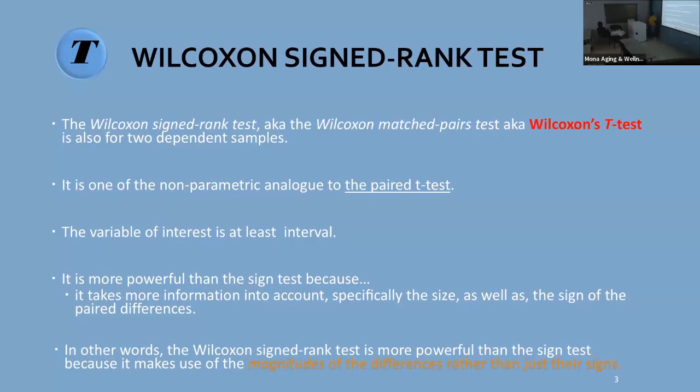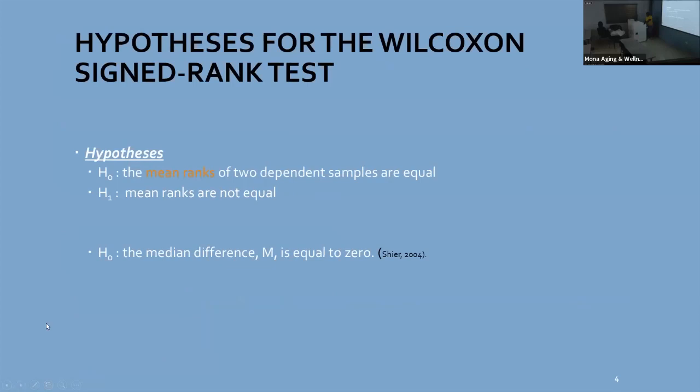The Wilcoxon signed rank test is more powerful than the sign test because it actually takes more information into account. So it takes into account the magnitude of the differences as well as the sign of the differences. As opposed to just looking at the sign, it also takes into account the magnitude of the differences.